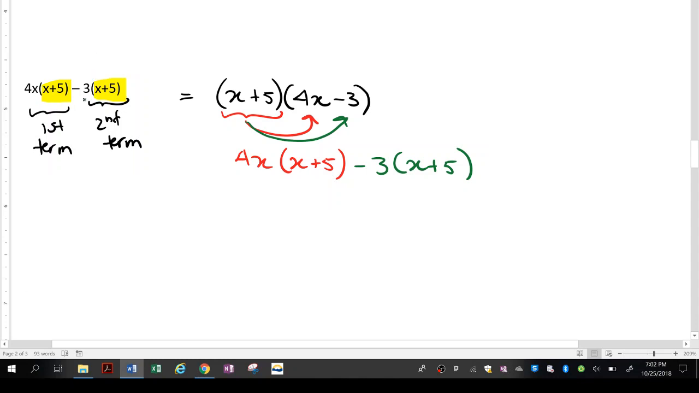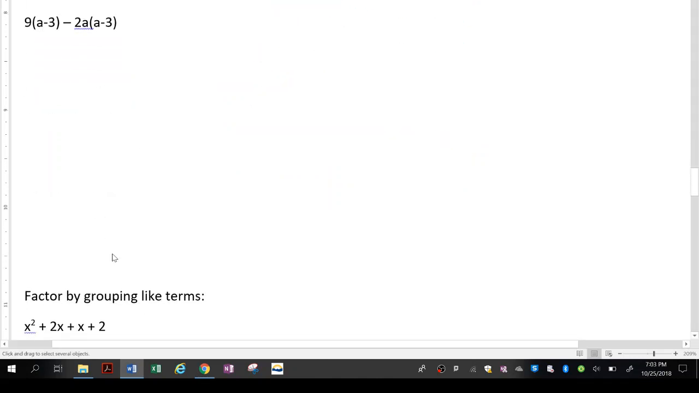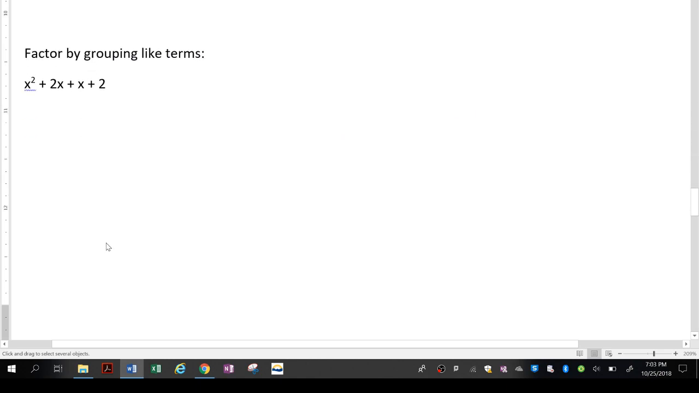Now these are set up very nicely for you with common terms, but that is not always the case. Let's look at a couple of examples. And this is called factoring by grouping here. So you'll notice in this first example, we have x squared plus 2x plus x plus 2. And you'll notice in these first two terms here, that these two terms have a common factor of x.